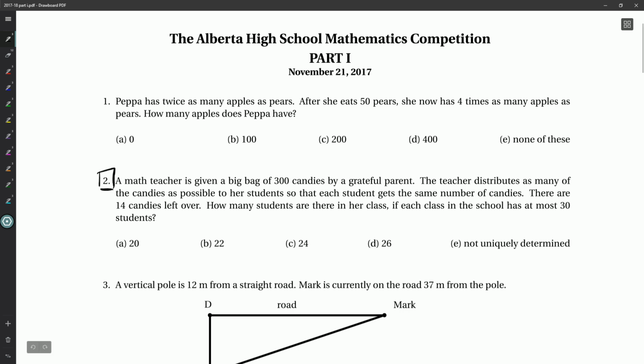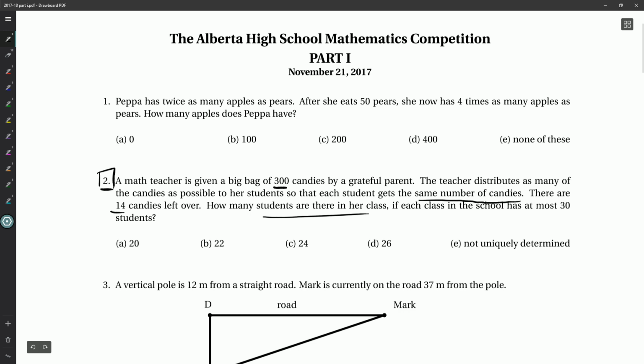2017-2018 Alberta math contest. Question 2: A math teacher is given a big bag of 300 candies by a grateful parent. Isn't that always nice? The teacher distributes as many of the candies as possible to her students, so each student has the same number of candies. There are 14 candies left over. How many students are there in the class if each class in the school has at most 30 students?